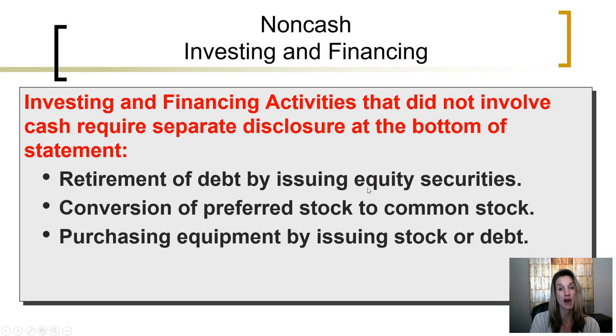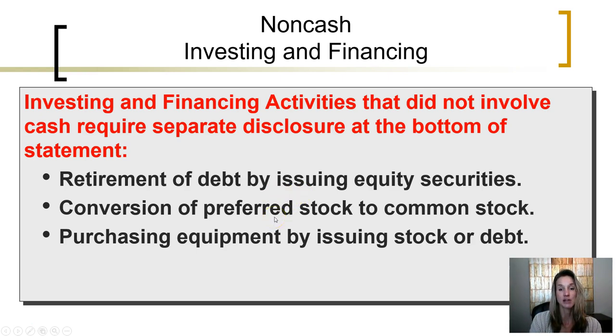A company may pay off amounts it owes by issuing its own common stock. There was no exchange of cash, but it is very important to report this because this would not have been reported within the main part of the statement of cash flows. However, investors or creditors may need to know whether the company is using stock to pay off debt.